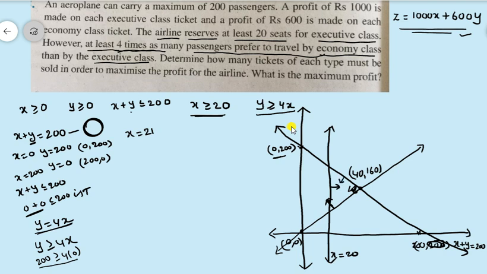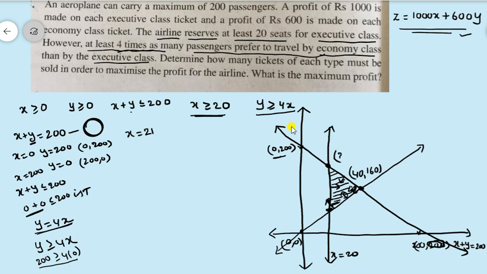Now what is the common portion? Here we got towards the origin, here towards the point 0 comma 200. This triangular portion is the feasible region. This is the feasible region. This is the solution region. This is one corner point, and here we have another corner point, and this is one more corner point.